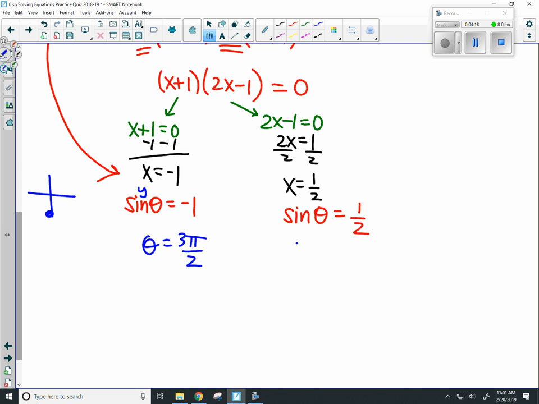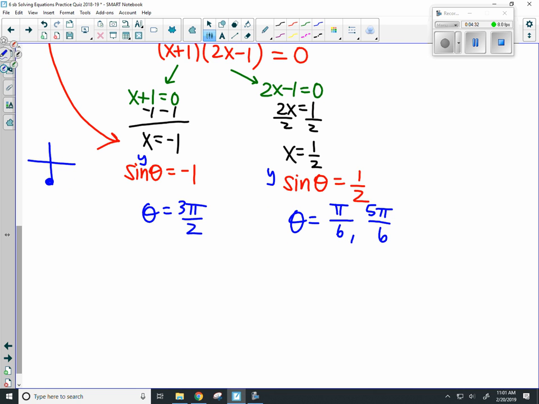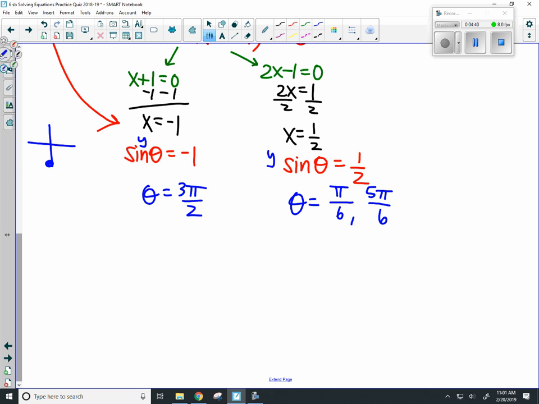Onto the other one where sine is 1/2. So your y-coordinates are going to be 1/2 at the over 6's, and sine is positive in the first and the second quadrant. So pi over 6 and 5 pi over 6. If the directions just said solve it between 0 and 2 pi, those 3 angles would be your final solution. The directions for this say write the general formula. So we just have to take it a step further.